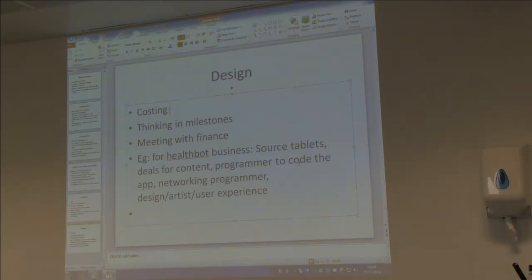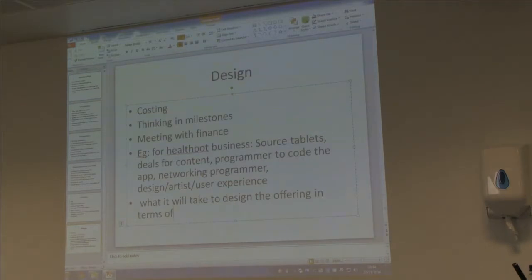again, in milestones. So what it will take to get from one milestone to the next, and what it will take to design the offering in terms of personnel, resources, so that would be computers, licensing, computers, software. What will you need? Or will you contract it all out?